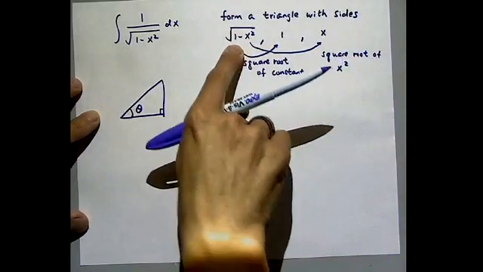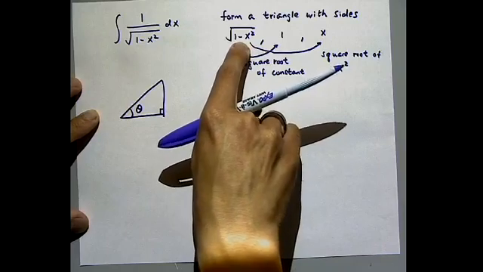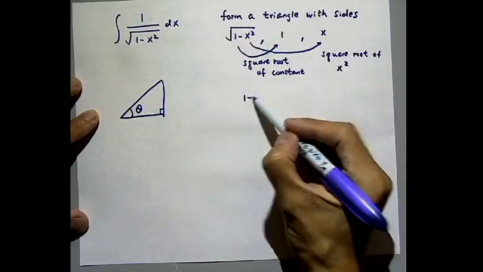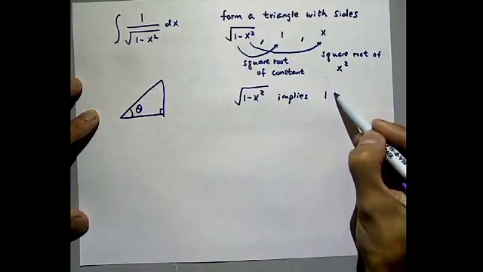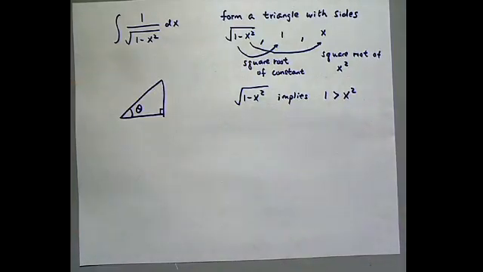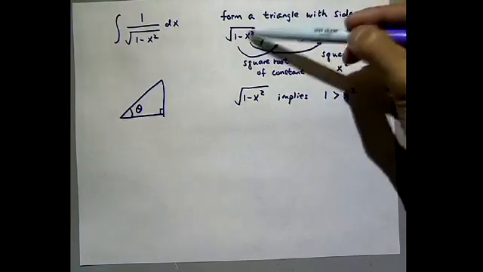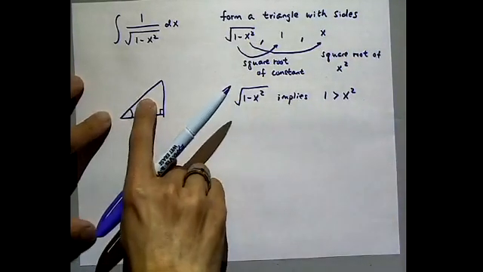Notice if you look at this number, 1 minus x squared here, this implies that 1 is always bigger than x squared. Because the side has to be a real number, so we can't have a negative number under a radical. So this implies 1 is bigger than x squared. So 1 must be bigger than x. Okay? And this is some square root of the difference of the two. So this is telling you that 1 goes to the hypotenuse.